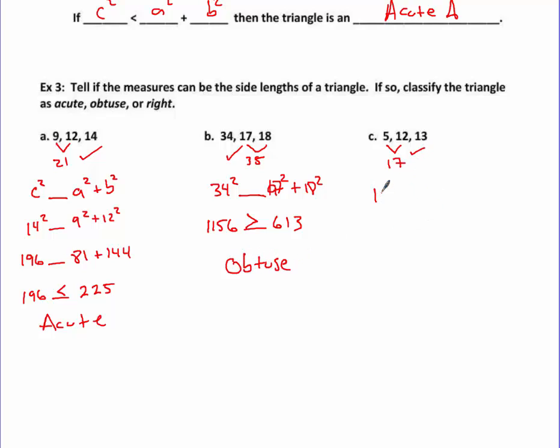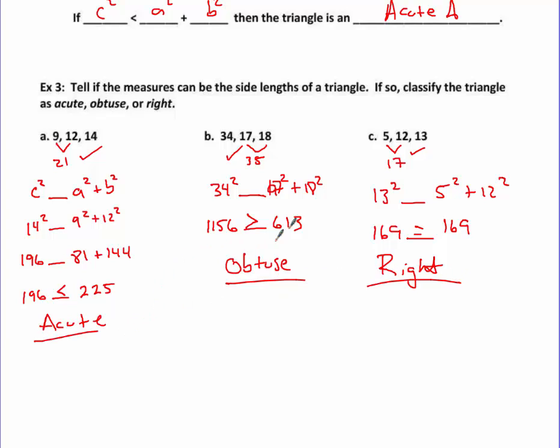And our last one, we're going to do 13 squared and compare it to 5 squared plus 12 squared. So 169. 5 squared is 25 plus 144 is also 169. So those are equal. So that makes this a right triangle. So try to make that quick for you. Know these facts about the Pythagorean theorem and you will be good to go.